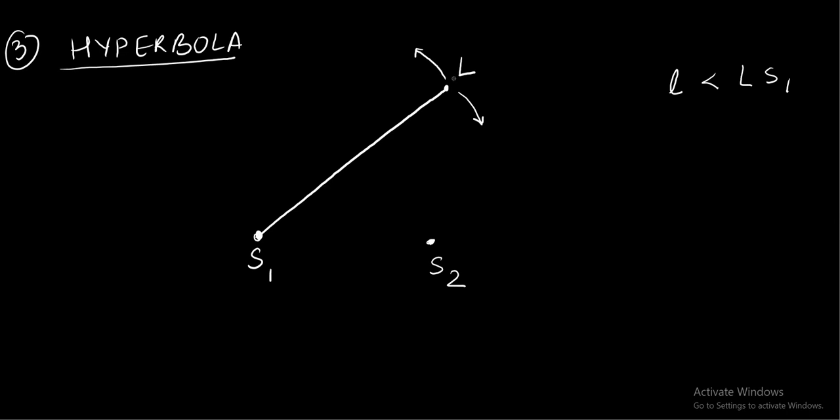Now one end of the string has to be tied at the point L, and its second end will be tied at S2. You tie one end at L, and the other end is tied at S2. Now the length that we are getting is L, and that L is less than LS1. Again take a pencil and stretch the string, and fix the tip of the pencil against the rod. Keep it fixed against the rod. So see, one end of the string is at L, the other end is at S2.